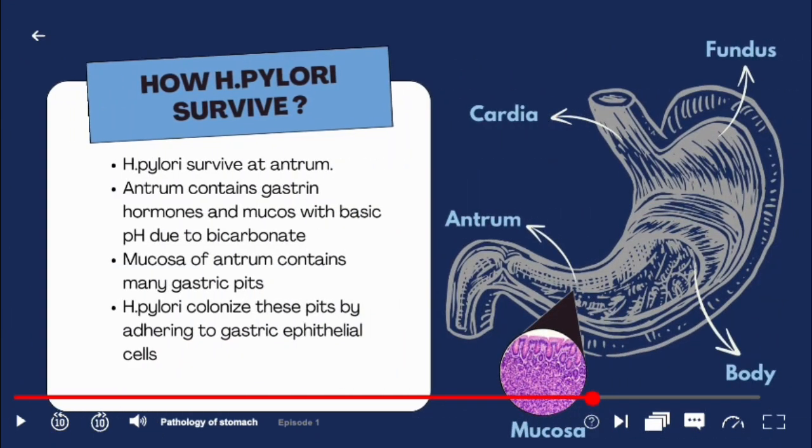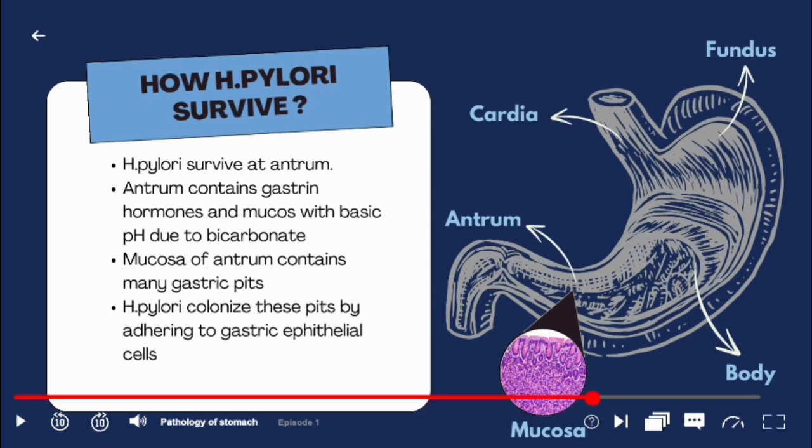As we know, the stomach is where the acid is very high and the pH is low. Therefore, how does it survive? Helicobacter pylori survives at the antrum. As we know, the stomach has four parts: cardia, fundus, body, and antrum. Body and fundus mainly secrete gastric acid, but the antrum secretes the gastrin hormone and mucus, which has a basic pH value due to the presence of bicarbonates.